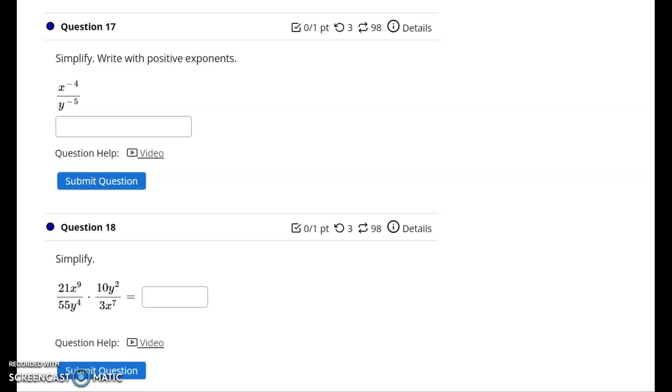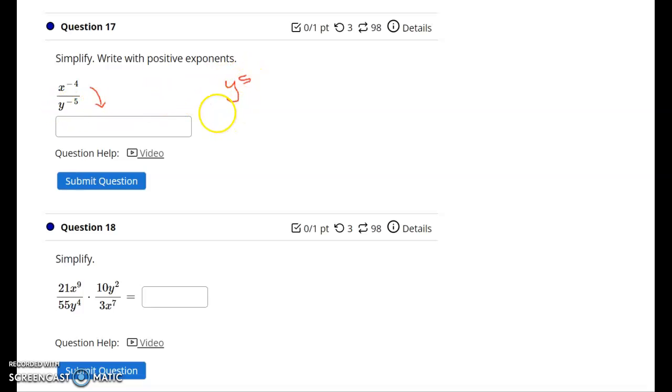This is one of those problems that can look a little bit intimidating because of those negative exponents. All we're going to do is rewrite it with positive exponents. If you remember, a negative exponent is basically saying it's in the wrong place. If it's in the numerator, it needs to come down to the denominator, and vice versa. If it's in the denominator with a negative exponent, it needs to come up.